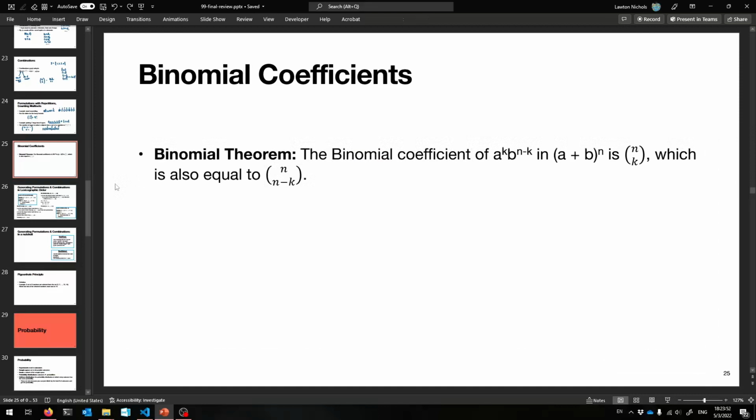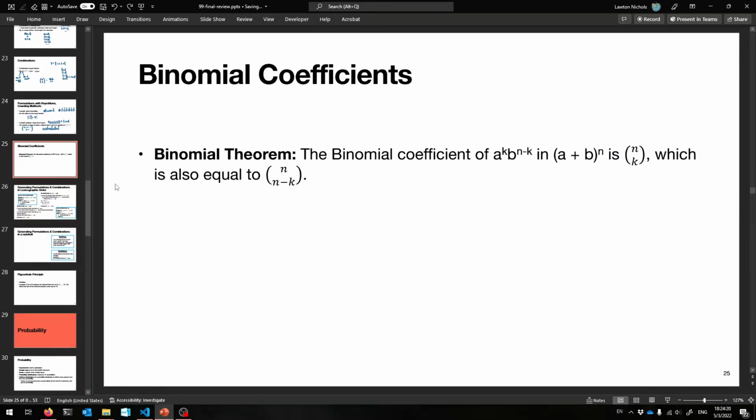So the binomial coefficient: we're expanding this formula, and we want to know, what is the coefficient associated with a to the k times b to the n minus k? Because it's to the n, you're going to have this term where those exponents sum to n in some form. And the binomial theorem says that that coefficient is, oh, it's a combination problem. Interesting.